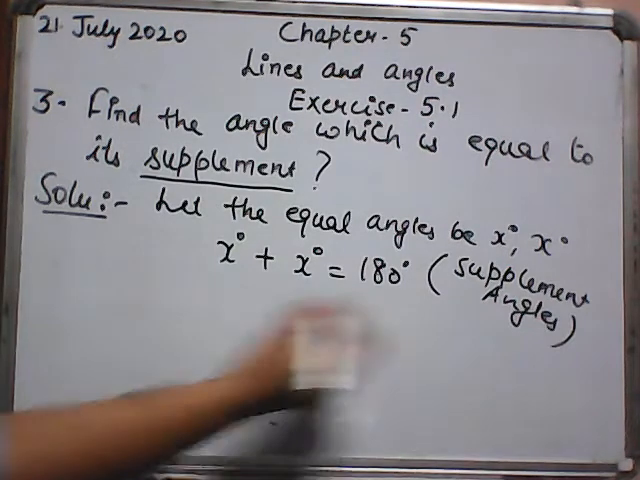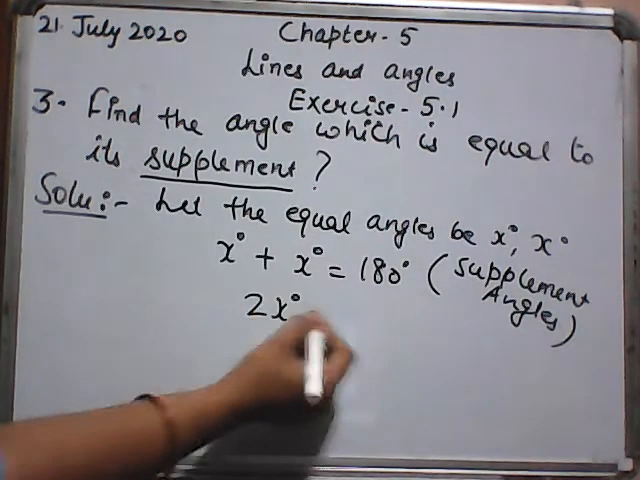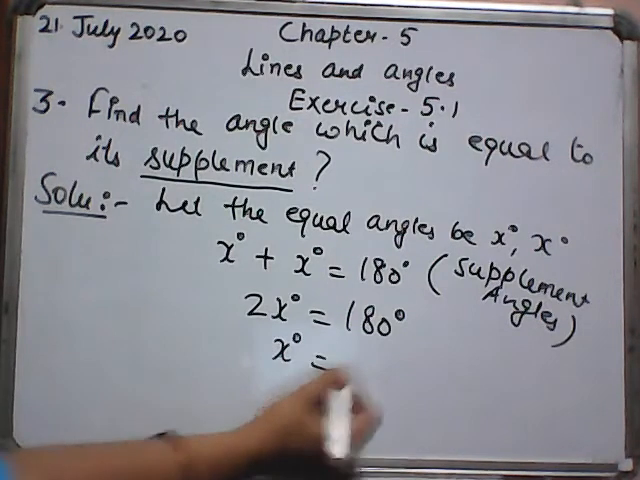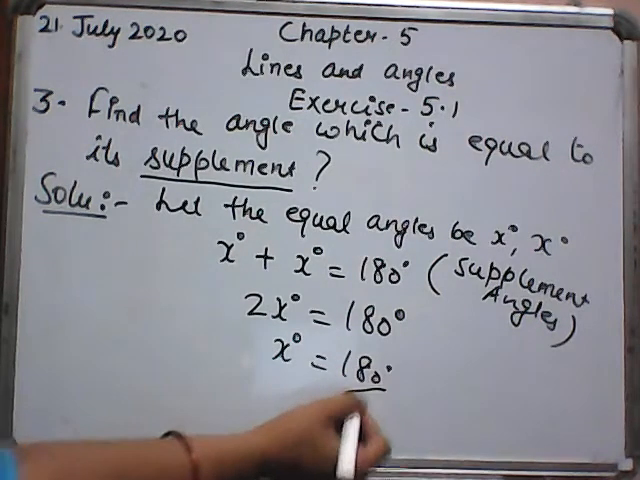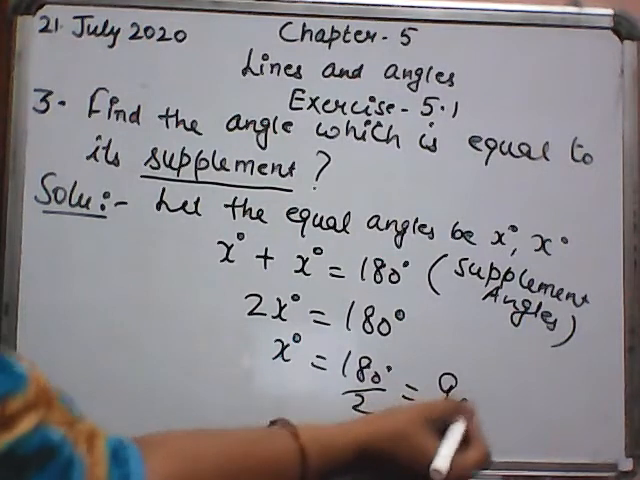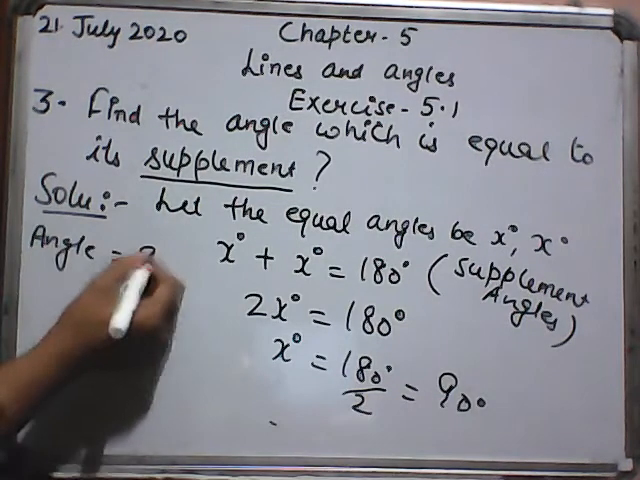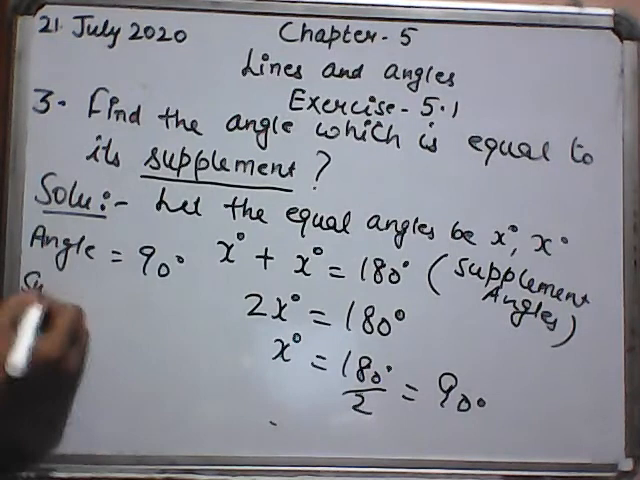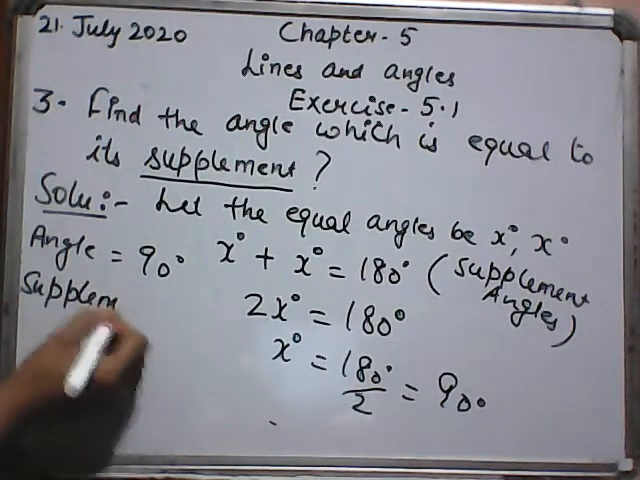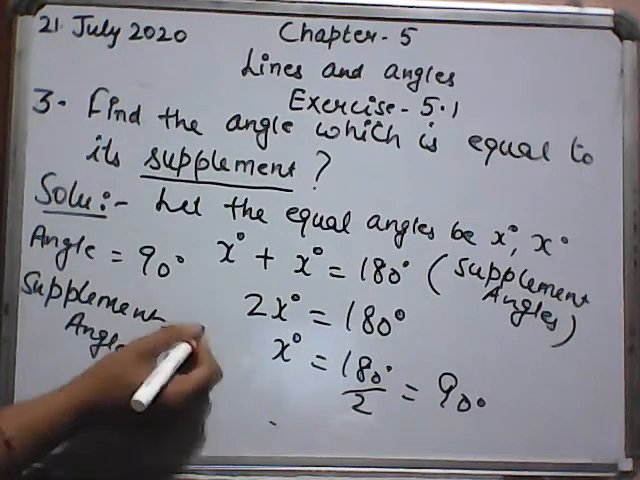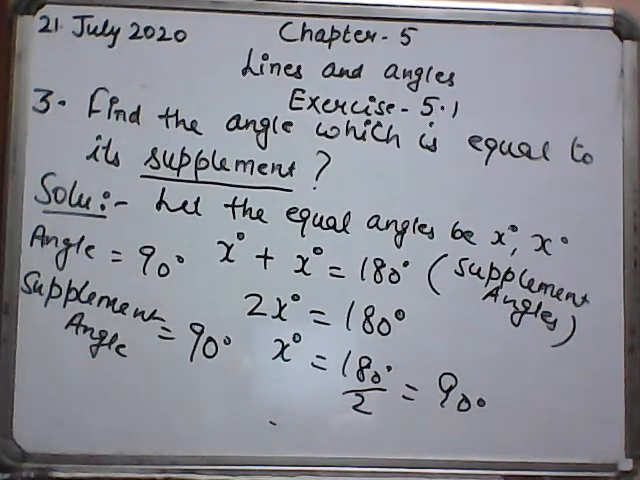x degree plus x degree, which equals 2x degree, equals 180 degree. Now x degree can be found: 180 degree divided by 2 equals 90 degree. So the angle equals 90 degree and the supplement angle, which is also x degree, is 90 degree. Now we find the angle and its supplement angle are both equal and equal to 90 degree.